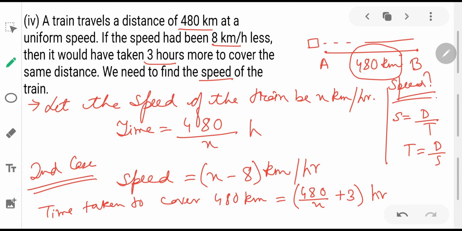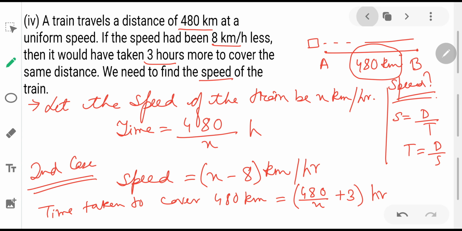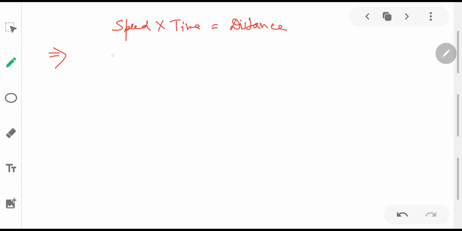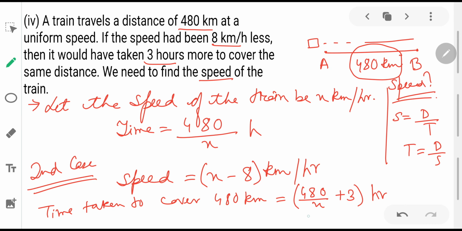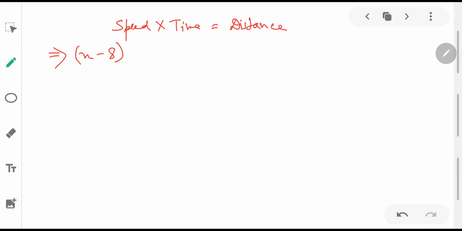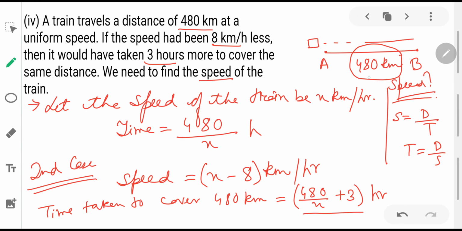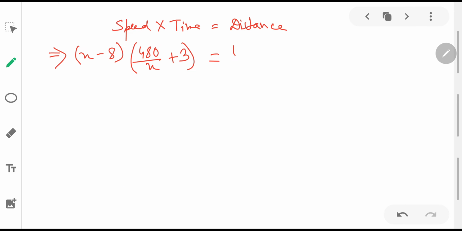Now, let us frame the expression. Now, we know that distance is constant. So, we also know that speed into time is equal to the distance. Now, what is the speed now? The speed is x minus 8 kilometers per hour. So, in place of speed, we will write x minus 8. What is the time now? The time is 480 by x plus 3. So, in place of time, we will write 480 by x plus 3 equals distance. What is the distance? The distance is constant, which is 480 kilometers.